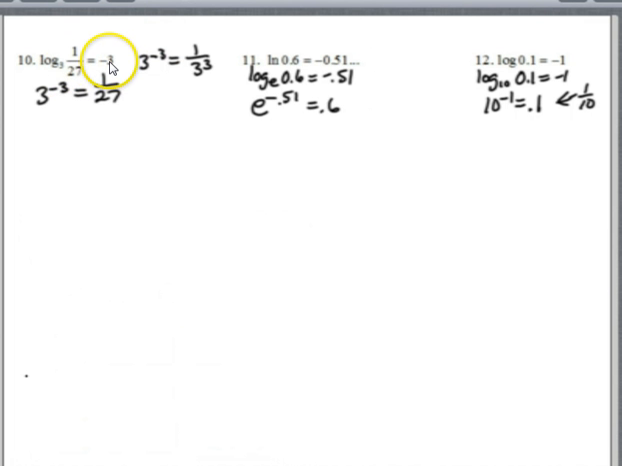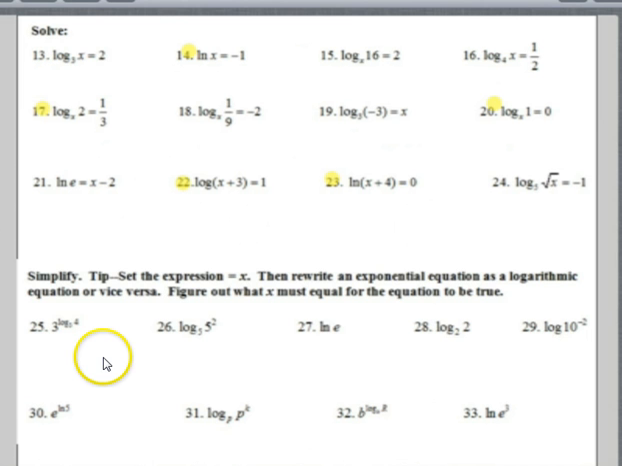Okay, 3 to the negative third equals 1 over 27. Remember, 3 to the negative third is 1 over 3 to the third, so that's 1 over 27. E to the negative 0.51 equals 0.6. 10 to the negative 1 equals 0.1. So remember, on both of those you have to remember a natural log is log base e and log is log base 10. Okay, now to the next section of the problem.